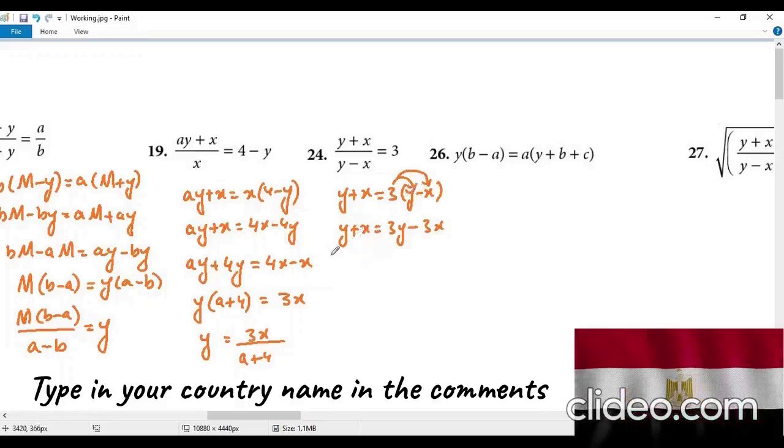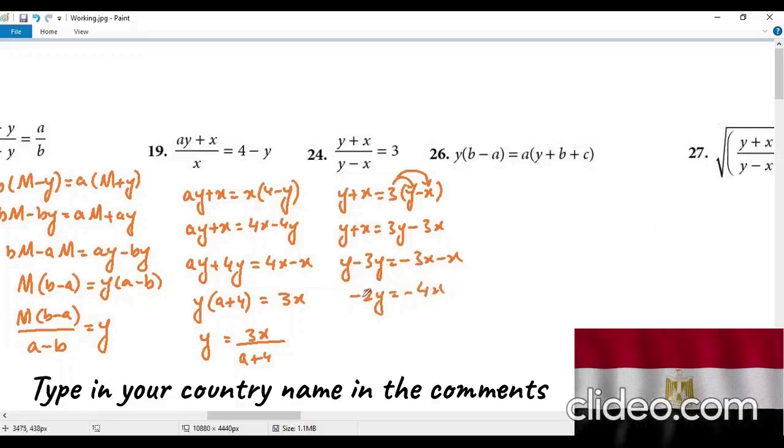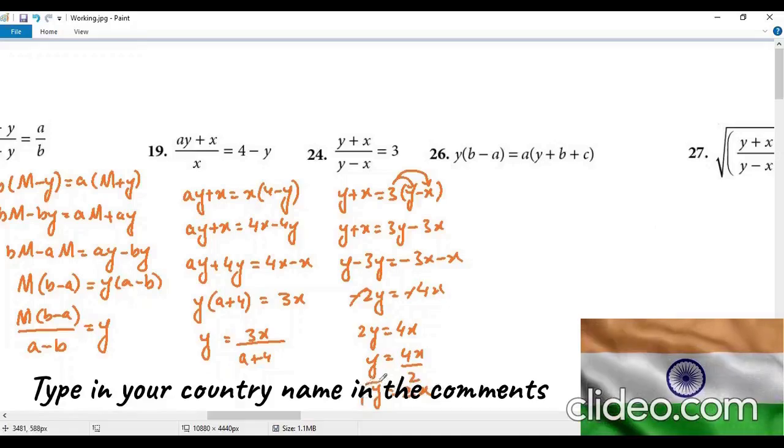Now in here y minus 3y equals negative 3x and negative x. So minus 3y plus y is going to give you minus 2y equals minus 4x. Minus and minus is going to be cancelled. So 2y equals 4x. So y will be equals to 4x over 2. That means y will be equals to 2x. This is going to be your answer.